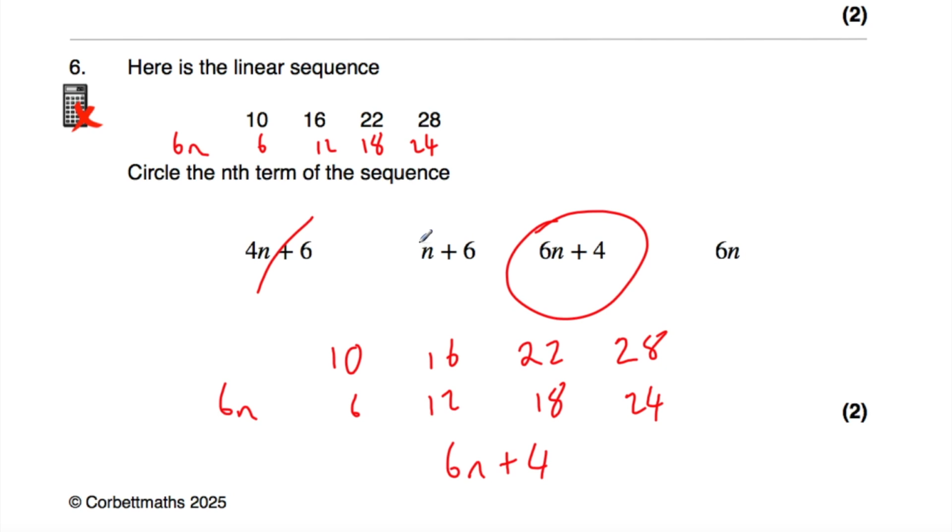N plus 6, well, that's 1n plus 6. So that sequence, each of the terms are just getting bigger by 1 each time. So it's not going to be that one. And this one, 6n, would just be 6, 12, 18, 24. We actually know that 10, 16, 22, and 28 would actually be a certain amount bigger than the multiples of 6. It'd actually be 4 bigger. So it'd be 6n plus 4. And that's it.